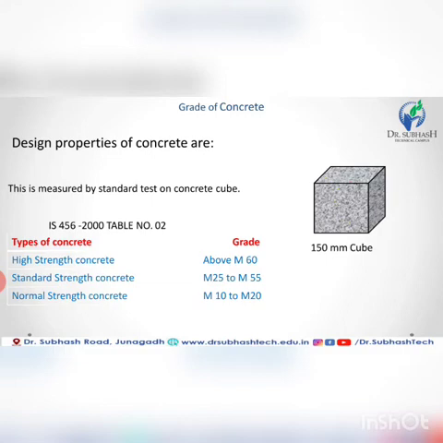This is measured by standard test of concrete cube, IS 456-2000 Table number 2. High strength concrete is about M60, M65, 70, 75, 80, 85. Standard concrete grade is M25 to M55: M25, M30, M35, M40, M45, M50 and M55. Normal strength concrete is M10, M15 and M20. Okay, next.